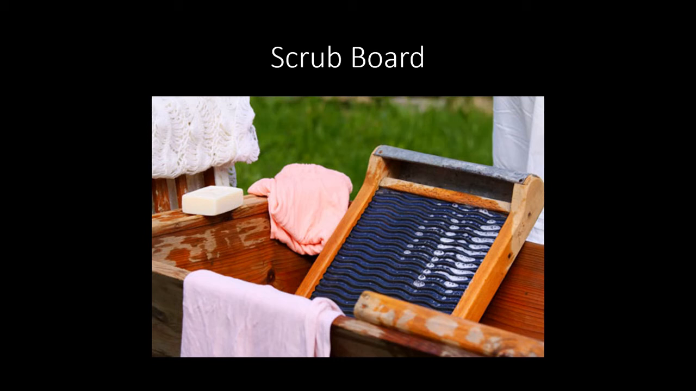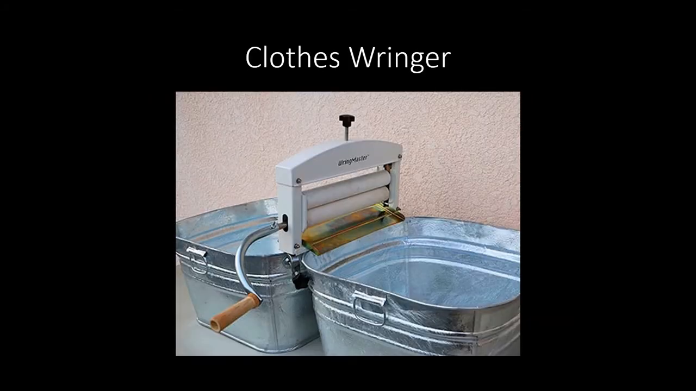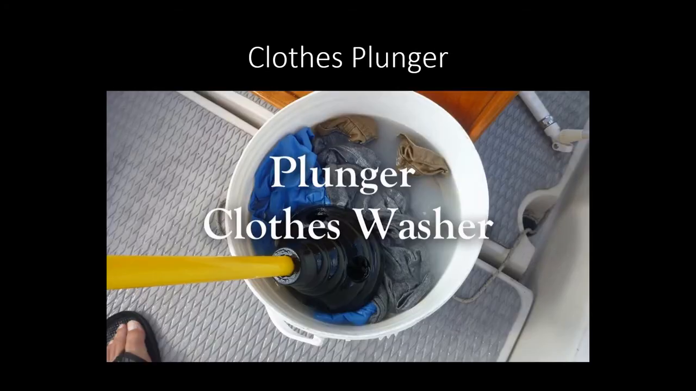And if you can, buy a wringer for wringing out your clothes. Clothes have to be wrung out, and your wrists are going to get very tired. But it can be done. And a clothes plunger. A clothes plunger looks like a toilet plunger, but it's specifically made to plunge clothing in a wash tub. And it would be the same type of motion also.